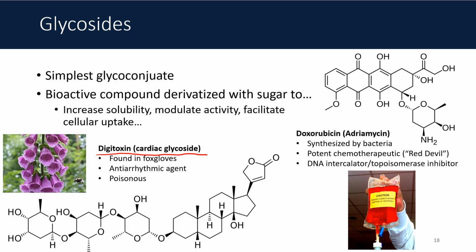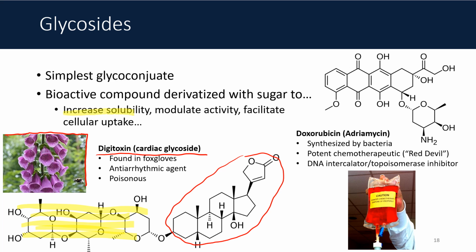This poisonous compound is found in the foxglove flower, shown over here. They're very beautiful, but as an evolutionary deterrent for animals eating the flowers, they make this highly poisonous compound. And the plants very sneakily attach it to these sugars. And what does that do? It makes the compound more soluble. It can alter its activity, and it can also facilitate cellular uptake.